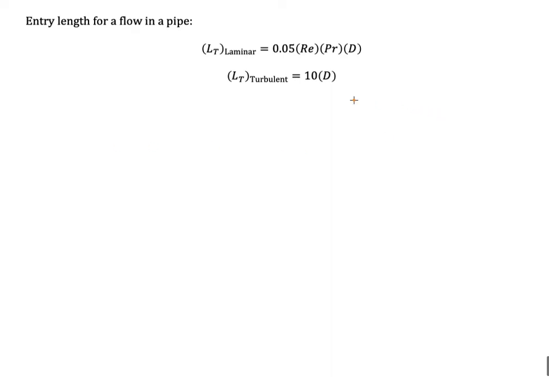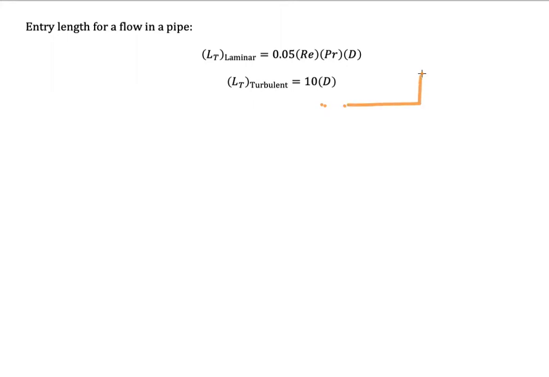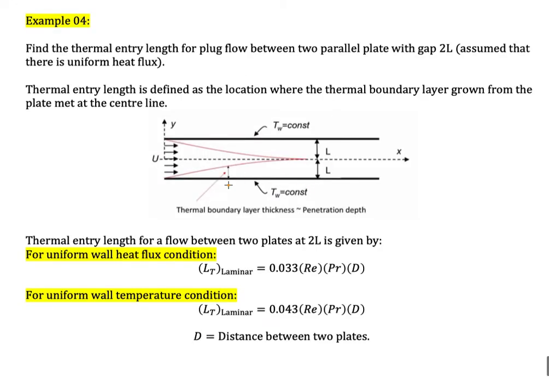For this one, the entry length for a flow in a pipe can be assumed as this one for turbulent flow. So we could assume that it is equal to 10D. If you read a textbook about this, normally we call it the fully developed region. It starts from here, when the development of our boundary layer is finished and steady. So we call it the fully developed region.